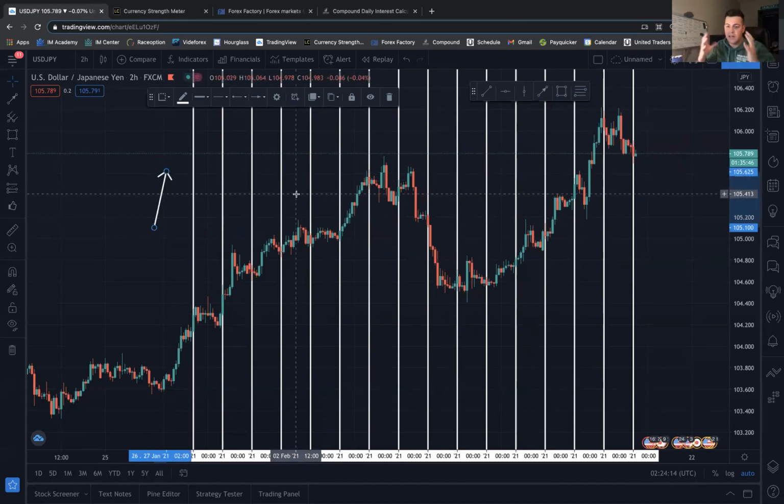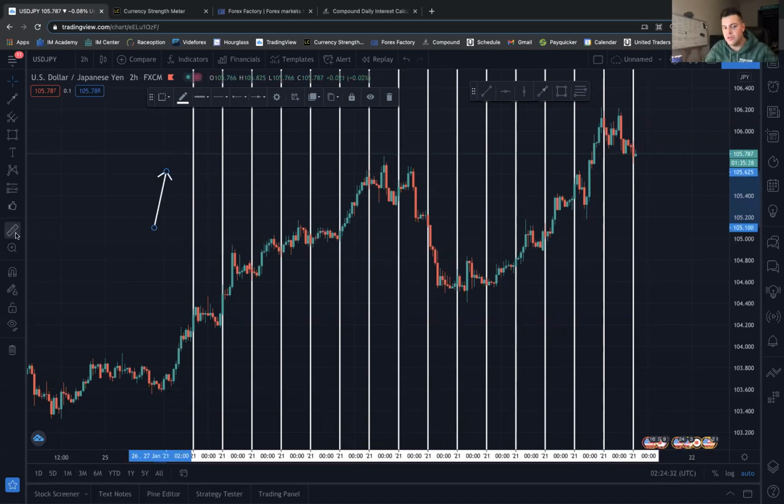It's important to just study the currency pairs, study USD JPY. It's funny, they used to call USD JPY the grandpa pair or the grandma pair, because it moves so slow. And I'll point out what I mean by that.